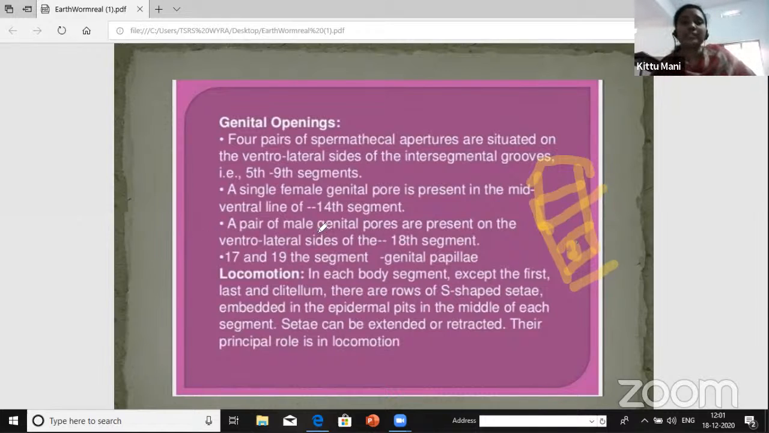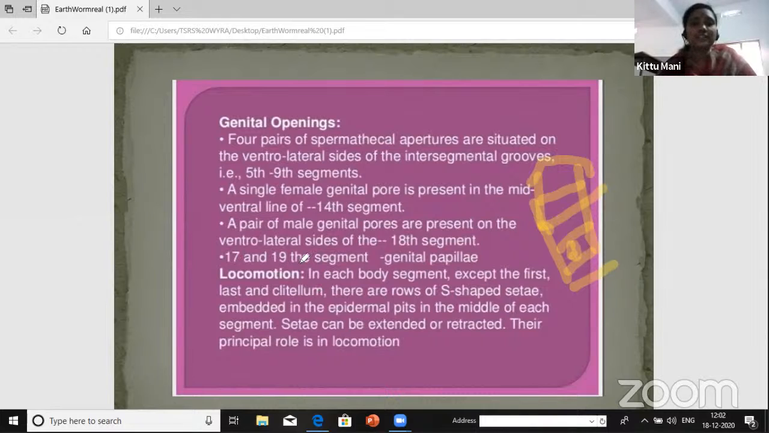The next, a pair of male genital pores are present on the ventrolateral side of the 18th segment. After the 14th segment, where the female genital pore is, when we travel downward, in the 18th segment we will observe a pair of, meaning 2, male genital pores on the ventrolateral side, not a particular ventral region, not a particular lateral region, but the middle of that portion. In the 18th segment we will observe the male genital pores.